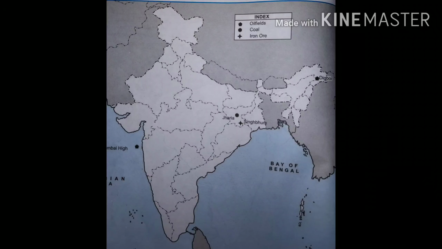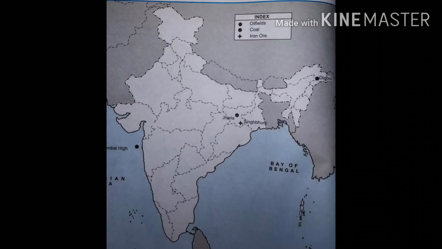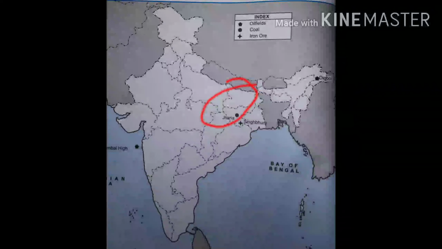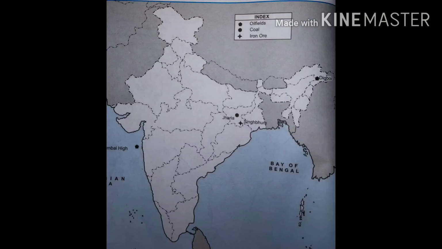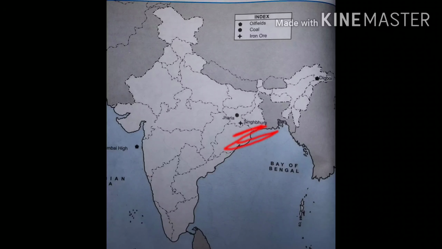The next location is in Assam, and that is Digboi. Digboi is present in the far eastern part of India, and it is also an oil field. Next is Jharia. Jharia is present in the central part of Jharkhand state, and there is a coal mine in the Jharia region. And Singhbhum is present in the southern part of Jharkhand state, and iron ore is found in Singhbhum. So these are the four topics which are included in the distribution of minerals.